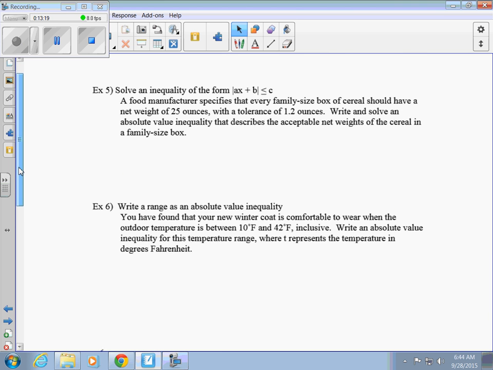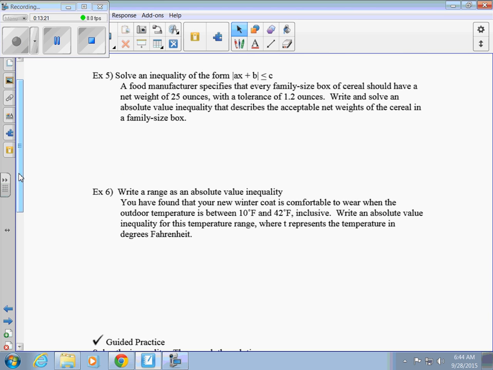The next thing we're going to talk about are word problems. And in this word problem, we're going to look at now the and problem. A food manufacturer specifies that every family-sized box of cereal should have a net weight of 25 ounces with a tolerance of 1.2 ounces. So that's telling us it can be off up to 1.2 ounces. We want to write and solve an absolute value inequality that describes the acceptable net weight of the cereal in a family-sized box.